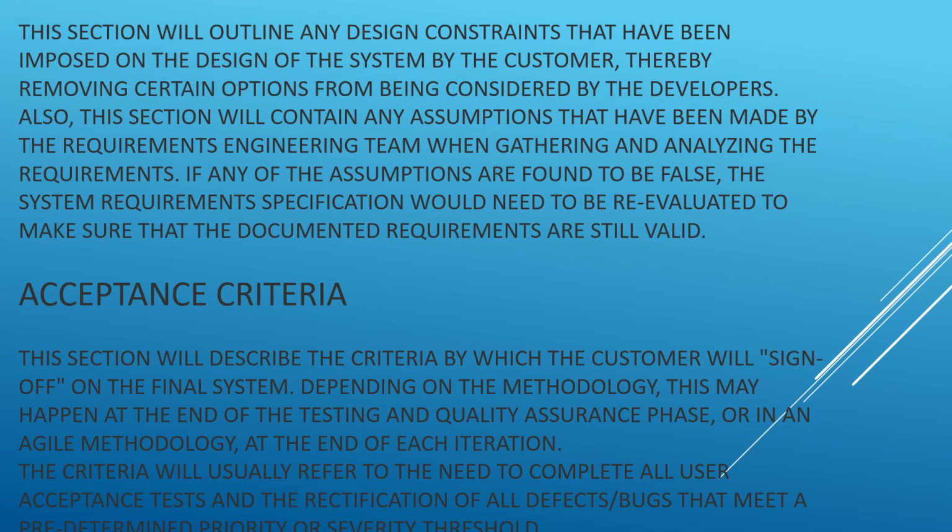Acceptance criteria. This section will describe the criteria by which the customer will sign off on the final system. Depending on the methodology, this may happen at the end of the testing and quality assurance phase or, in an agile methodology, at the end of each iteration. The criteria will usually refer to the need to complete all user acceptance tests and the rectification of all defects or bugs that meet a predetermined priority or severity threshold.